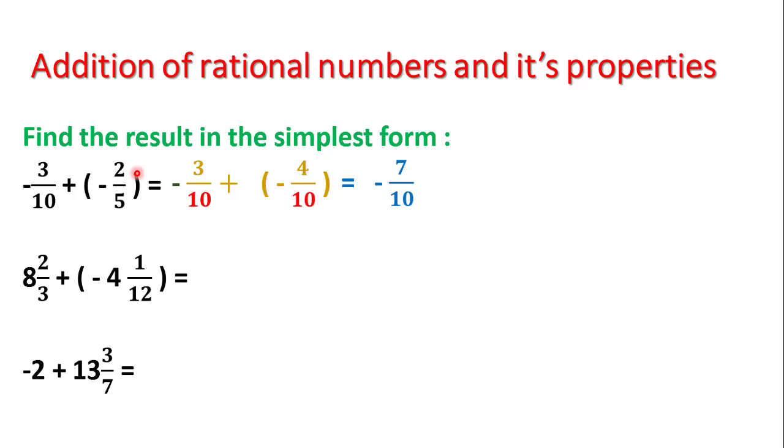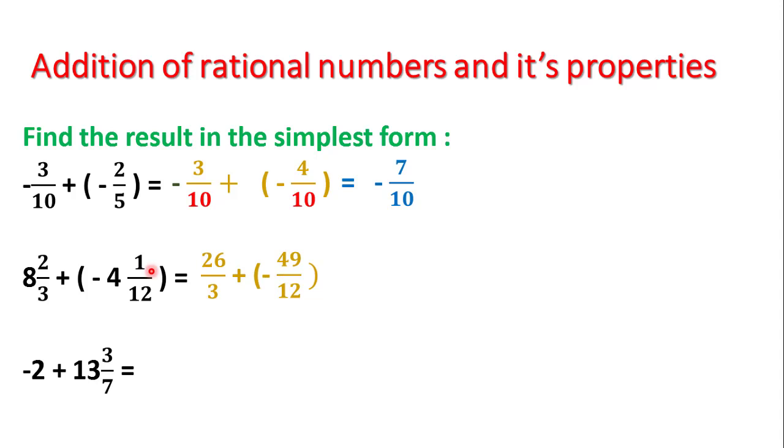The second one, I have a mixed number. I'll convert it into an improper fraction. Put the same denominator 3. Then 8 times 3, 24, plus 2, 26. So the first mixed number, or the first rational number, will be 26 over 3. Now I have negative 4 and 1 over 12. Okay, here the denominator is 12, then 4 times 12, 48, plus 1, 49. So I have negative 49 over 12.